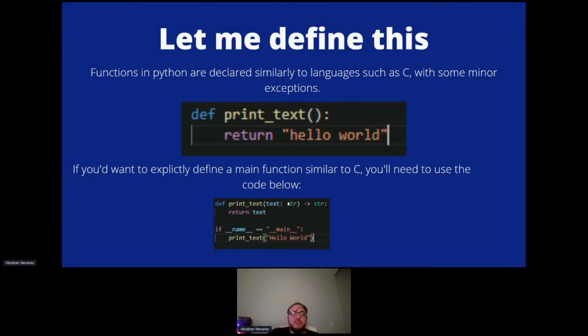In Python, indentation is a very important part of the language itself, and if you're not careful, you may have indentation problems that may cause your program not to run properly. If you want to explicitly define a main function similar to C or Java, then you want to make sure that you declare if __name__ == "__main__". From there, you're able to define the function that you want to run every time you run your program.